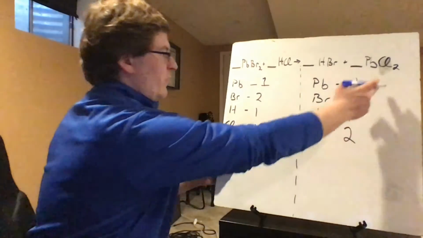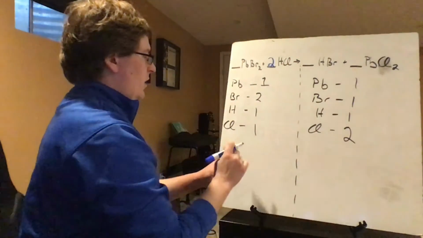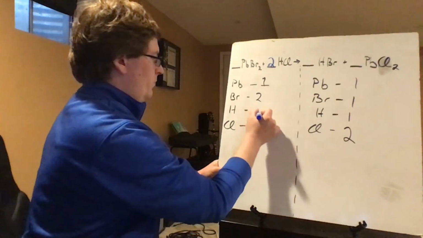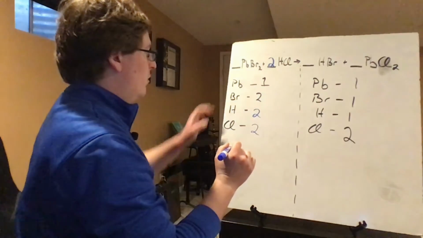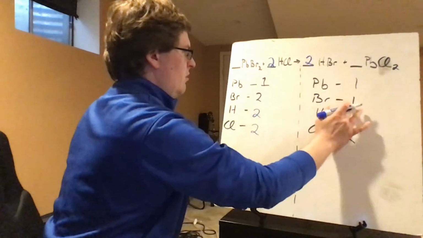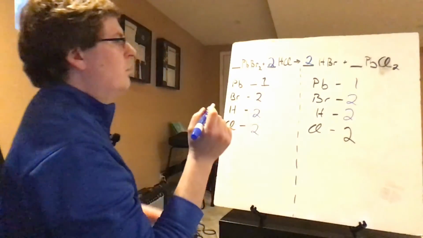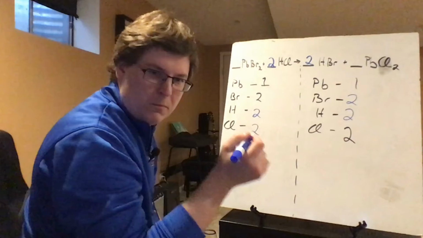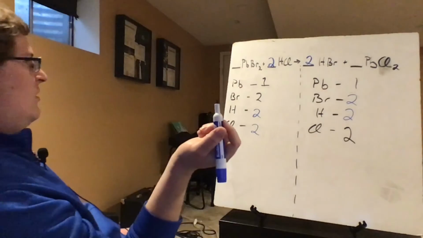Let's start with chlorine. We've got 2 over here. We need 2 on this side. The only way to do that is to put a 2 there. So now we've got 2 chlorines and 2 hydrogens. If we want to change bromine over, we've got 2 on this side. The only way to do that is to put a 2 there. I think I got it. I got it, right? So you guys can do this.